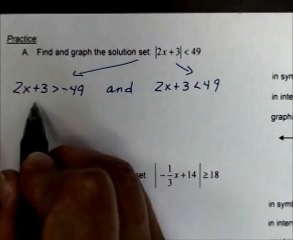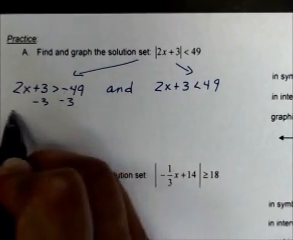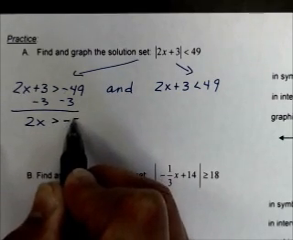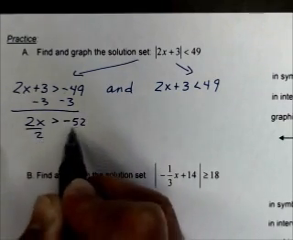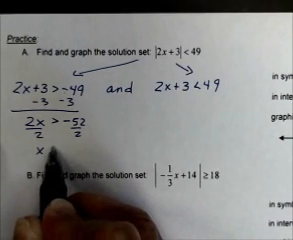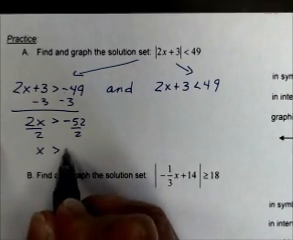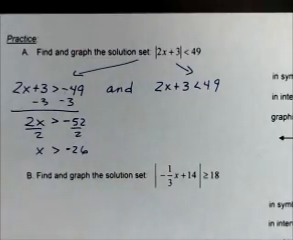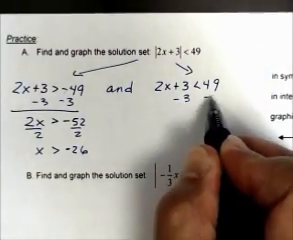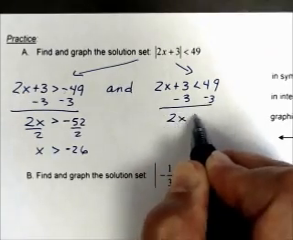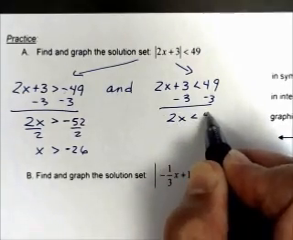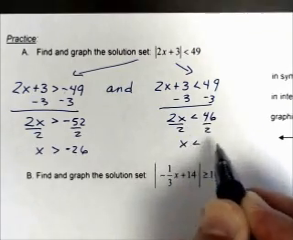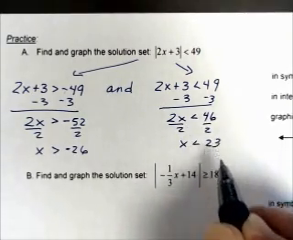Now solve. Subtract 3 from both sides. 2x is greater than negative 52. Divide by 2. X is greater than negative 26. Subtract 3. 2x is less than 46. Divide by 2. X is less than 23.